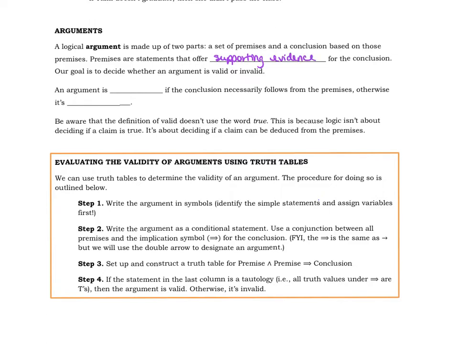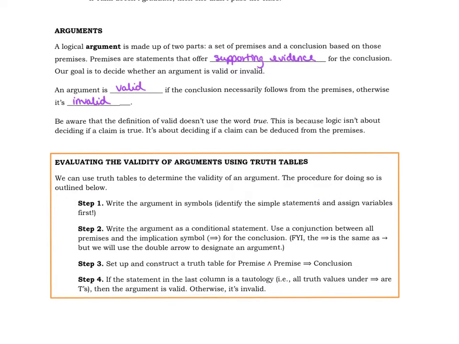Our only goal is to decide if an argument is valid or invalid. An argument is considered valid if the conclusion follows from the premises. Otherwise, the argument is invalid. Now remember, and we've been saying this the whole time, the definition of valid does not mean it's true. It just means, can we conclude this based just on the premises, no matter how ridiculous they may seem? The truth or falsehood of the statements themselves can be debated later, but that is not what logic is about. Remember, logic takes out all of the emotion.